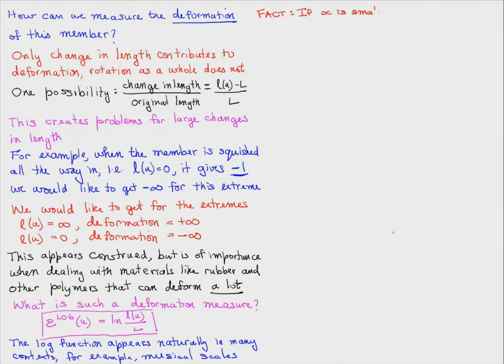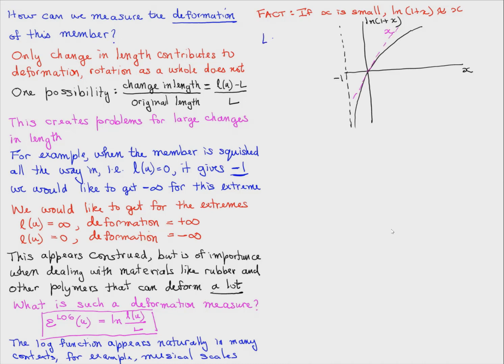If x is small, then we can show that the log of 1 plus x is approximately equal to x. We can see this graphically like this. This curve is the log function, and the straight line is the x function. Near x equals 0, we see that log of 1 plus x is approximately equal to x. Later we'll see that this is called linearization.